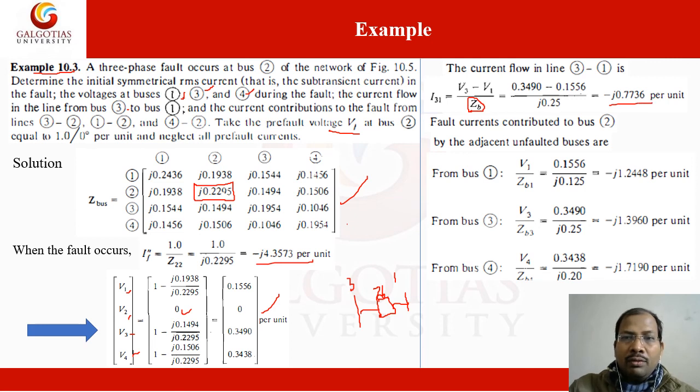The same we can calculate for the others. So what are the current contributions? V1 by ZB1, and for bus 3 we get V3 by ZB, to bus 2. Bus 2 voltage is 0, so here V1 minus V2 gives V1 by ZB1. Similarly for V3 and V4 with respect to V2. So we get their contributions. In this way we can calculate all the required quantities. You can see that using Z bus algorithms we can analyze symmetrical faults easily.